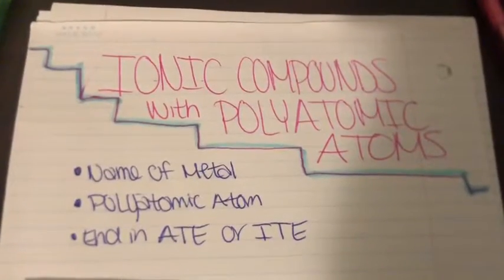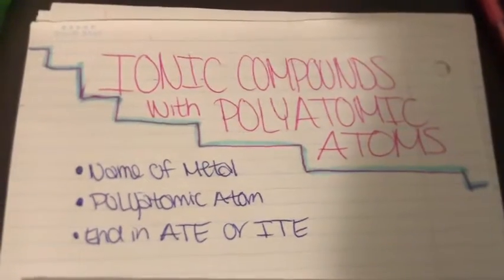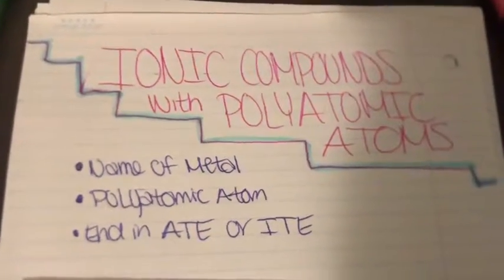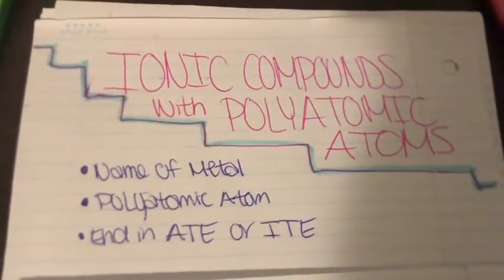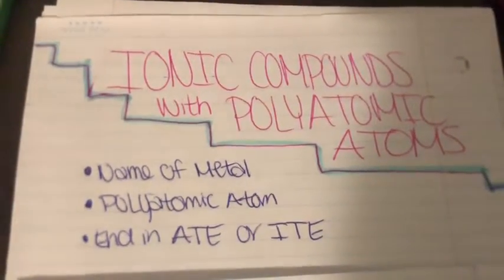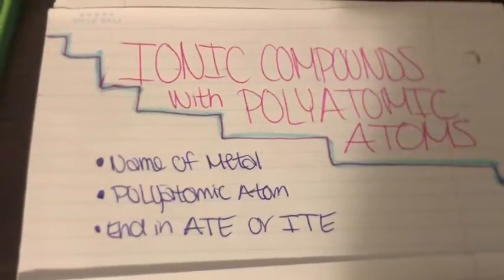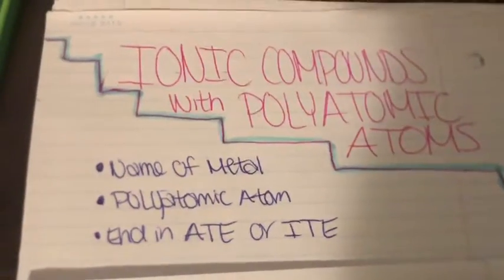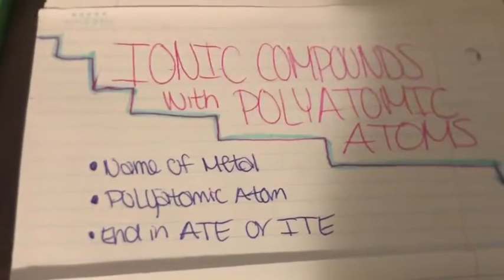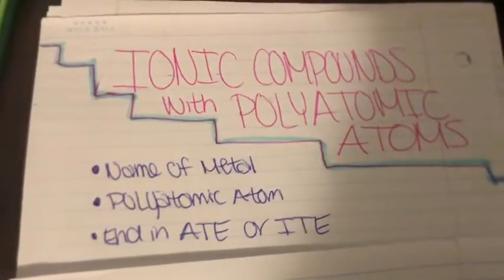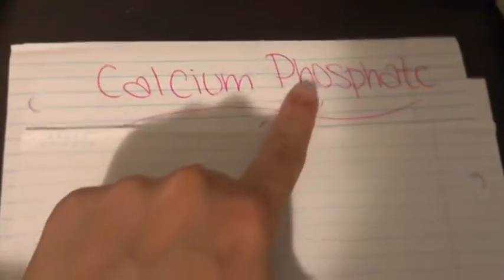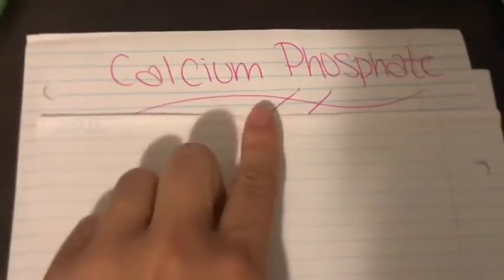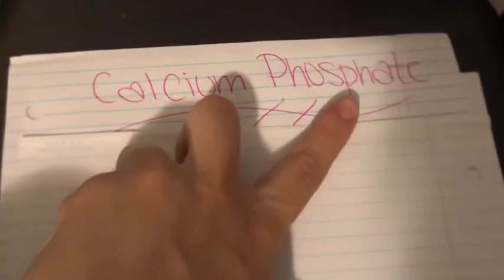Now we're doing ionic compounds with polyatomic atoms. You'll need to state the name of the metal and the polyatomic atom, and instead of ending in ic or us, something along those lines, it will be ending in ate or ite. So looking at this is when our polyatomics will come into play. So here we have calcium phosphate.